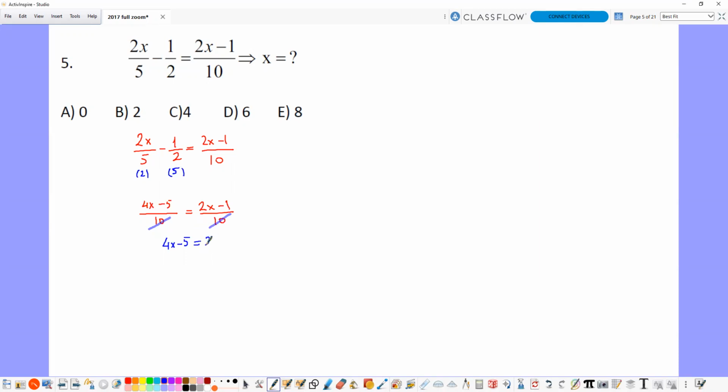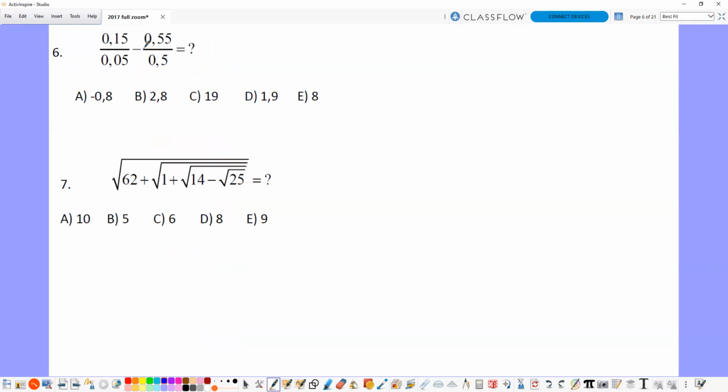4x minus 5 is equal to 2x minus 1. It's going to be 4x minus 2x is equal to minus 1 plus 5. That's 2x is equal to 4, and x is equal to 4 over 2. It should be x is equal to 2. So with respect to this one, the answer is 2.